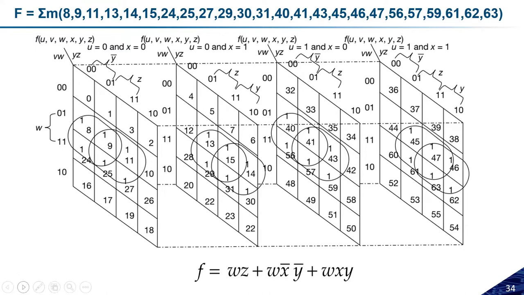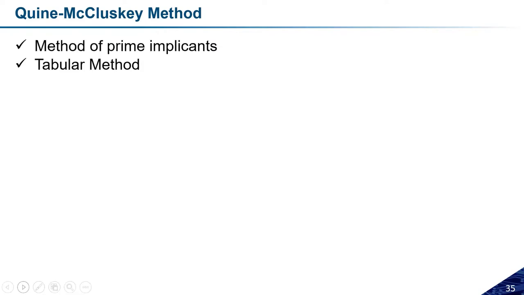To overcome that problem, there is one more alternative, other than the Boolean algebra or Boolean law based method and the K-map based method. We call it the Quine-McCluskey method. It gives you the simplified form of any given function when the number of variables is more. This is the importance of this method, and it can be easily applied to any function. The Quine-McCluskey method is also known as the method of prime implicants or the tabular method. So there are three names for this method: the Quine-McCluskey method, the method of prime implicants, and the tabular or tabulation method.